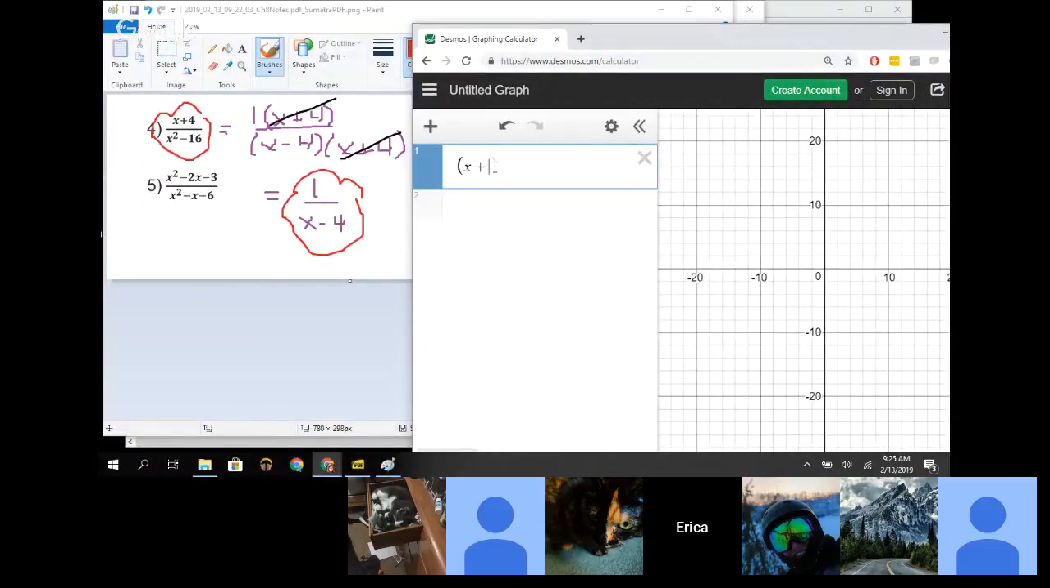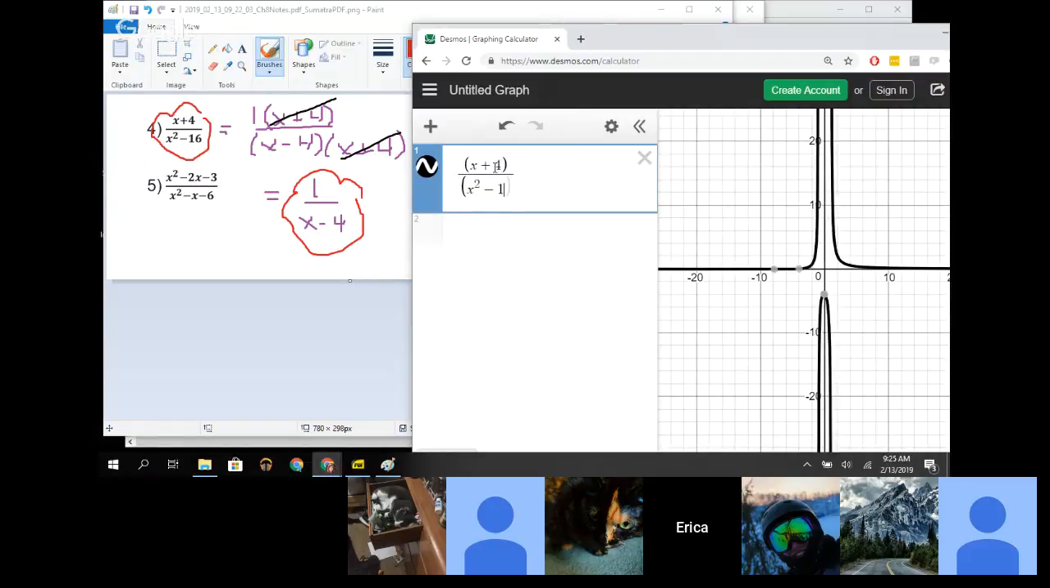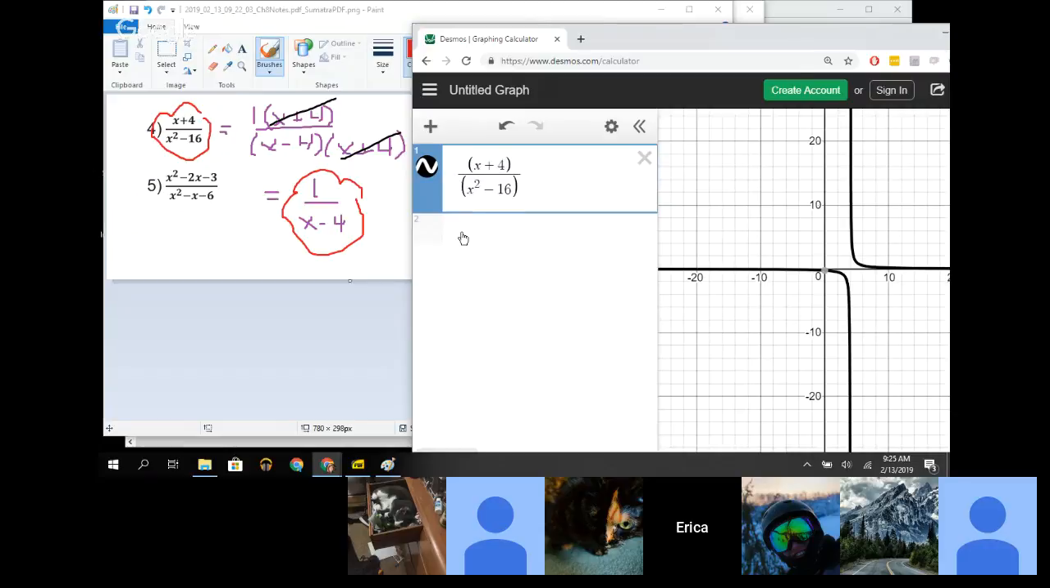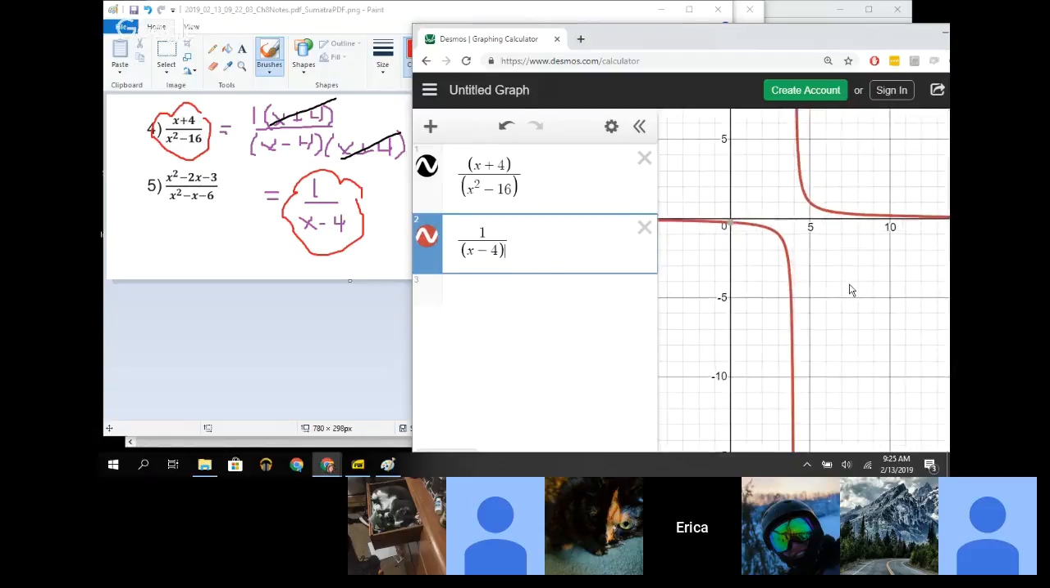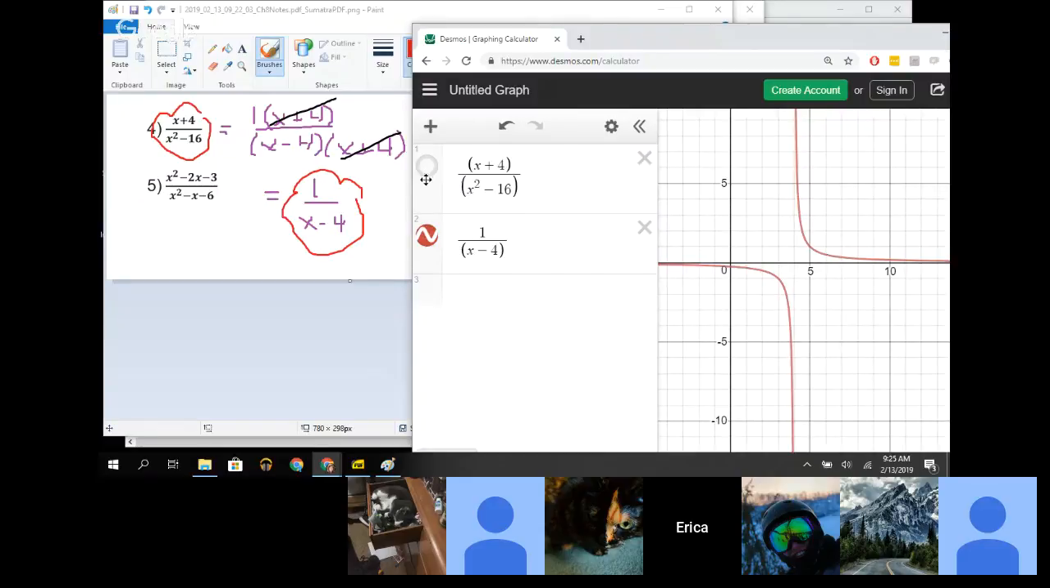So we've got x plus 4 divided by x squared minus 16, okay? And then I have 1 divided by x minus 4. Oh, good. So my two graphs look the same. So I did something right, right? Oh, cool. That kind of makes it a darker color. Black, red. I didn't know it did that. See how the colors kind of mix together? All right, so they do match up, so I'm good.